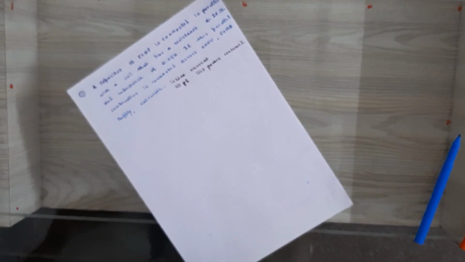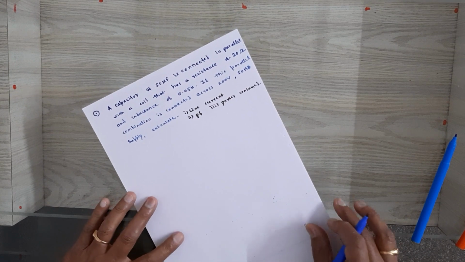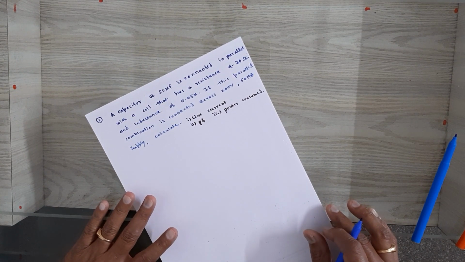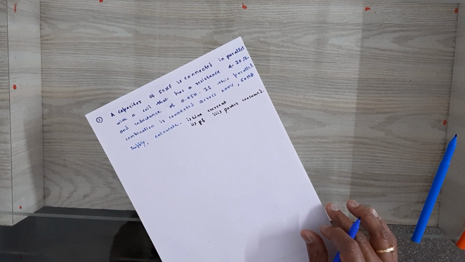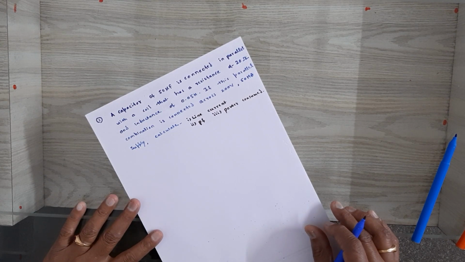Okay. Start with problem number 1. Here I will read out. A capacitor of 50 microfarad is connected in parallel with a coil that has a resistance of 20 ohm and inductance of 0.05 Henry. If this parallel combination is connected across 200 volt 50 hertz supply, calculate the line current, means the total current, power factor, power consumed.